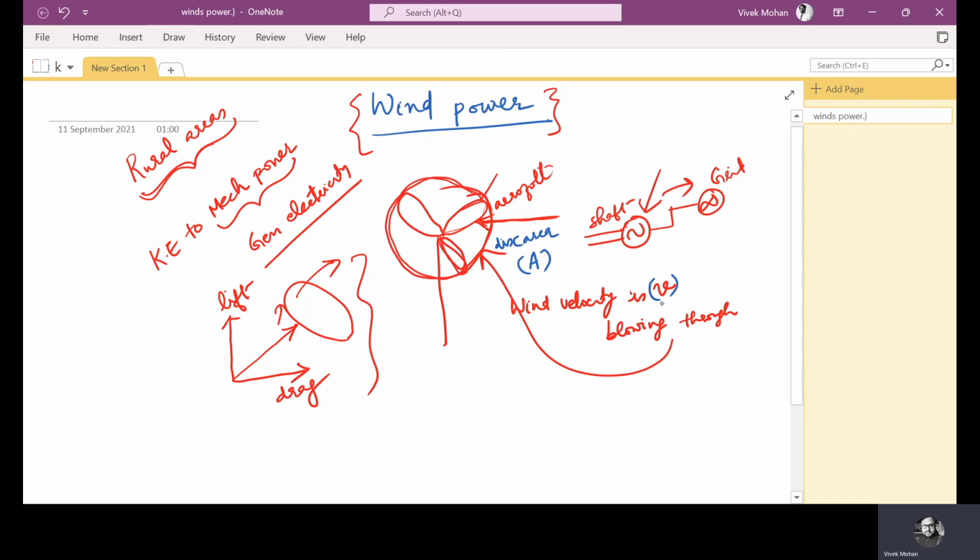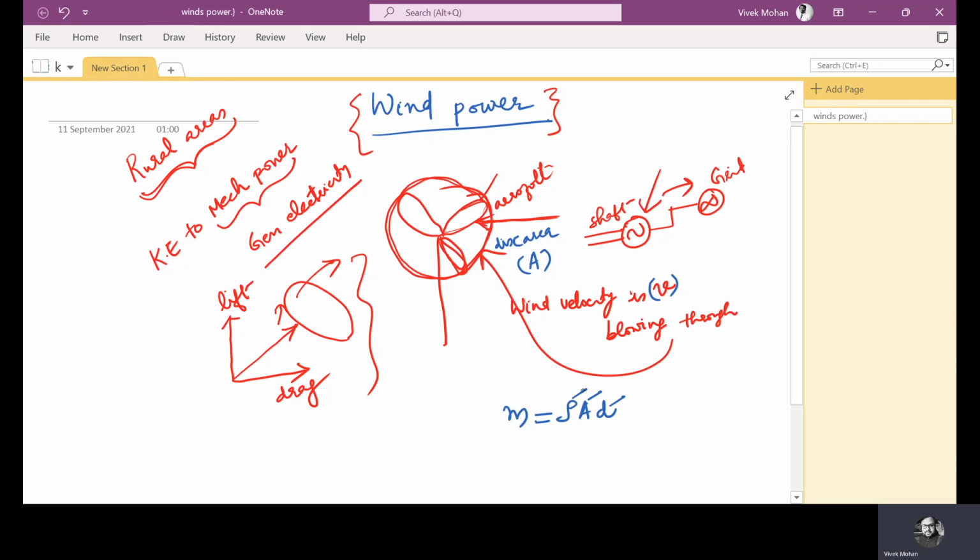Now, since the moving air is not a solid mass but a fluid, this mass m can be written as rho A d, where d is the distance, A is the swept area, and rho is the density.